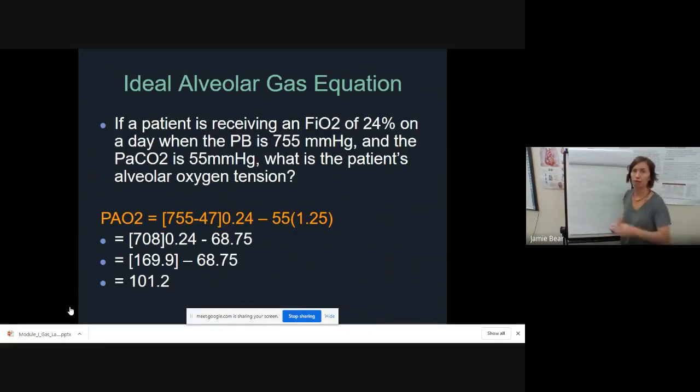So here it says, if a patient is receiving an FiO2 of 24%, that means they probably have a nasal cannula on at 1 liter oxygen. So that's just a little bit above room air, but they are getting some supplemental oxygen therapy. On a day when the barometric pressure is 755 and the PaCO2 is 55, what is the patient's alveolar oxygen tension? So our P big AO2, so that's our alveolar pressure.